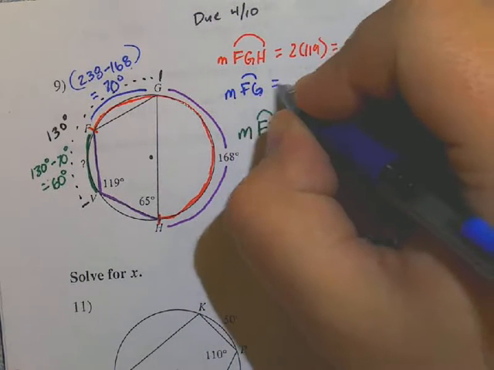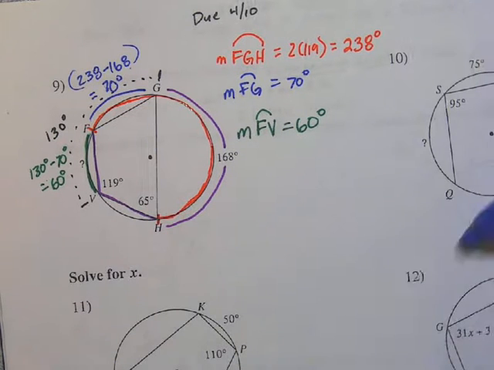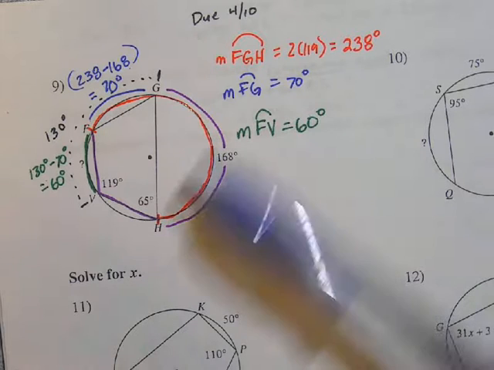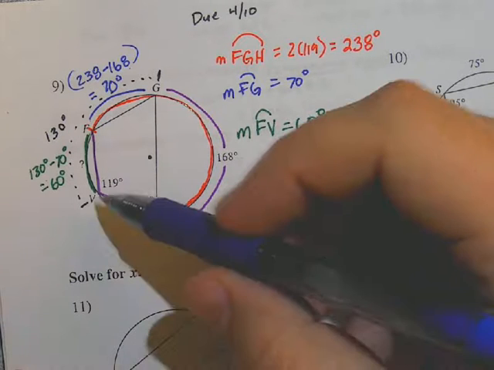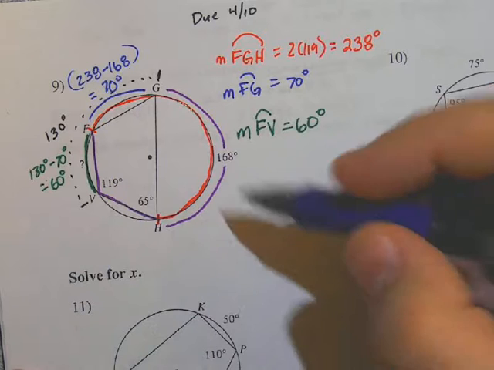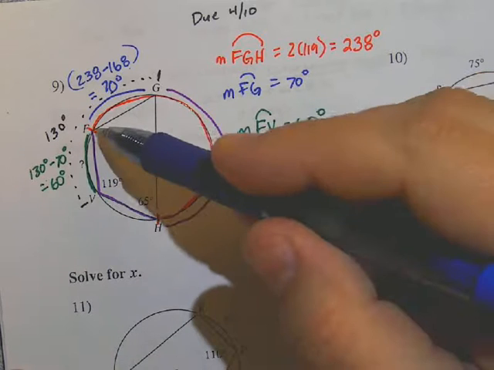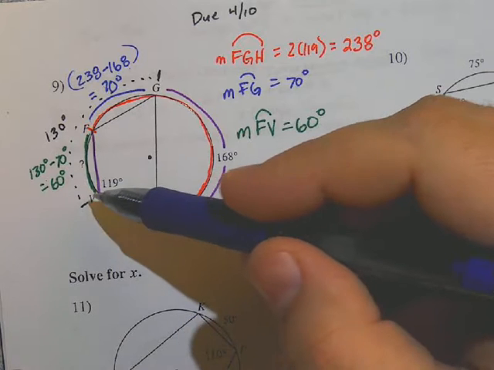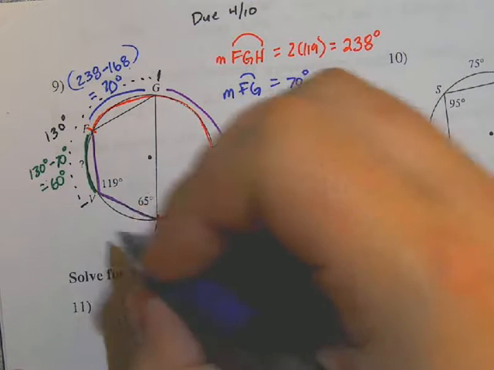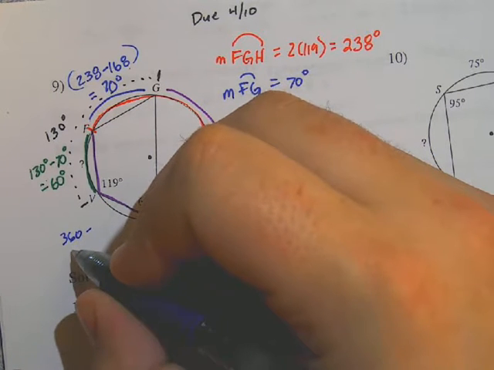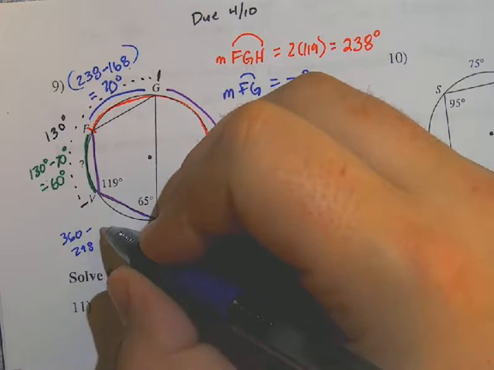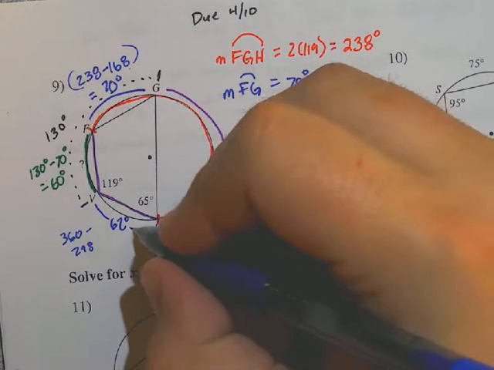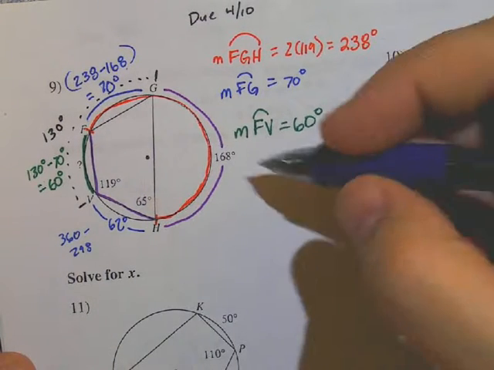So the measure of FV equals 60 degrees. Okay, might as well go ahead and throw the rest of them down here while I'm at it. Measure of FG equals 70 degrees. And let's see, we already had GH is 168. So let's figure out what VH is. We pretty much just need to add. If red is 238 and this is 60 more, so that's 298, then what does VH have to be? It has to be 360 minus 298, so that's going to be 62 degrees.